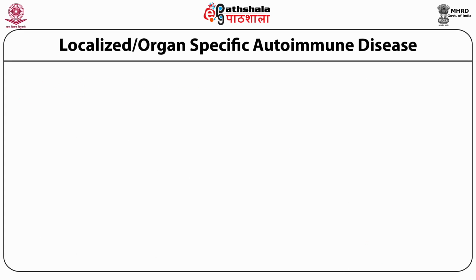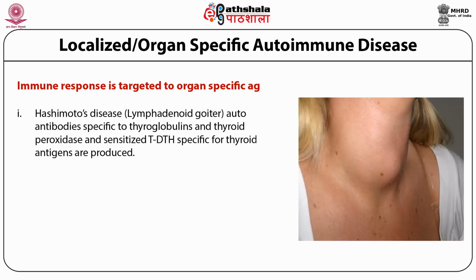Coming to the next type, that is organ-specific or localized autoimmune disease. In this case, the immune response is targeted to organ-specific antigens and hence the symptoms of the disease are restricted to a particular organ only. Hashimoto disease or lymphadenoid goiter. Autoantibodies are specific to thyroglobulin and thyroid peroxidase. Both these are responsible for iodine uptake. Binding of antibodies to these proteins leads to reduction in the production of thyroid hormone causing hypothyroidism.